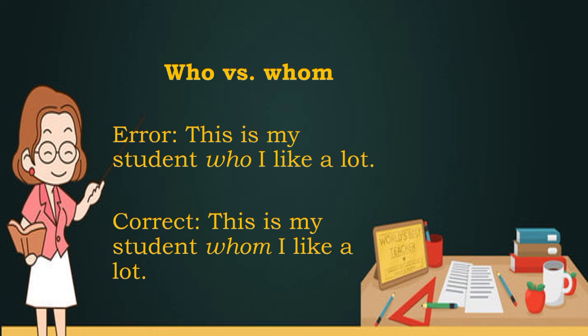Up until now, I still use this kind of construction of sentence because I thought this is correct. But as I dug deeper, as I researched about the usage of who and the usage of whom, I realized that this sentence was incorrect. Because this sentence is supposed to use whom because student here is the one that receives the action. So the correct construction of the sentence is, this is my student whom I like a lot.